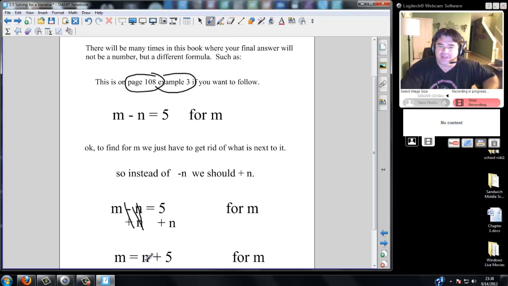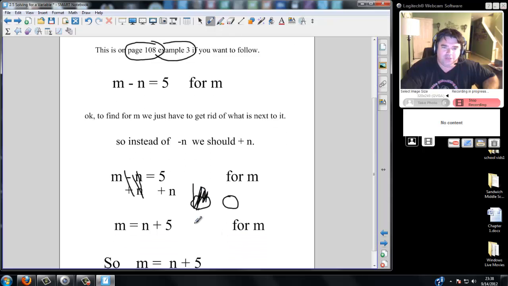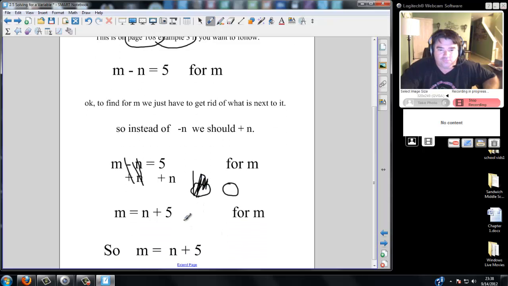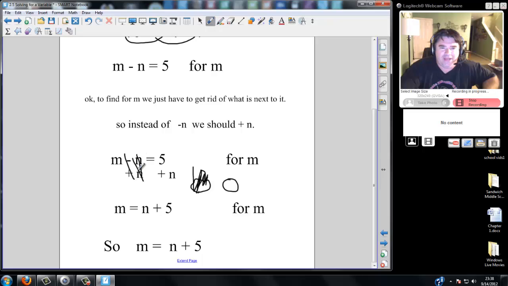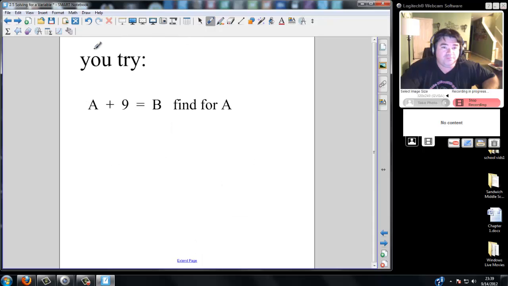They go side by side because it's like doing apples and oranges. Boy, that's the worst looking apple I've ever seen. It looks more like a cherry, but you get the idea. So now notice how I added an n here, which made the negative go away, leaving the m by itself. I added the n here, so now m equals n plus 5. M equals n plus 5. That's good. So you try.